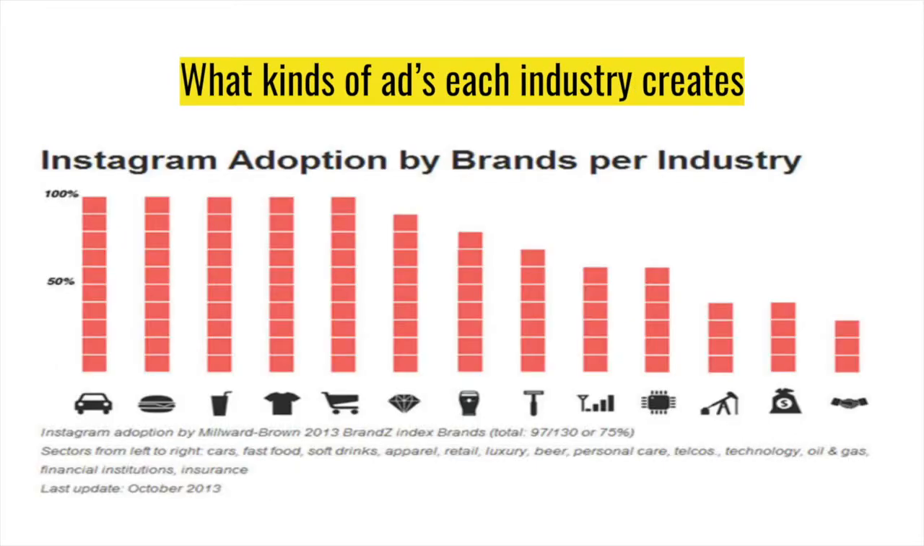For this slide, the picture shown on the screen is what kind of ads each industry creates on Instagram. The most common type of ad is from the automotive industry, and the least common ad produced is from the insurance industry, with soft drinks, apparel, retail, and luxury fitting somewhere in the middle.